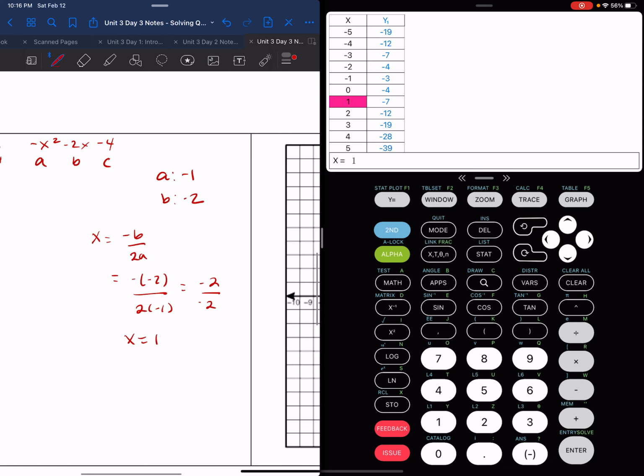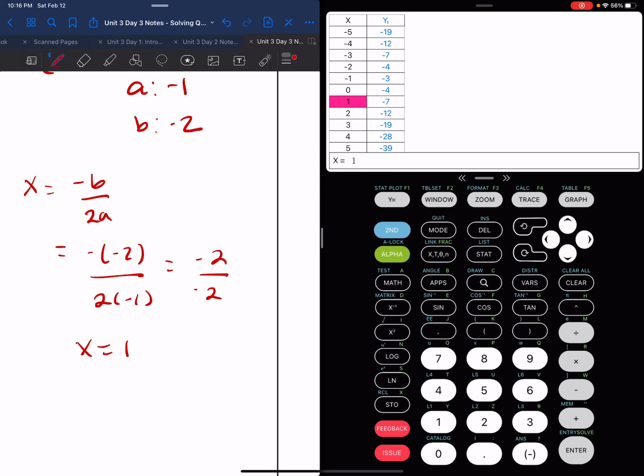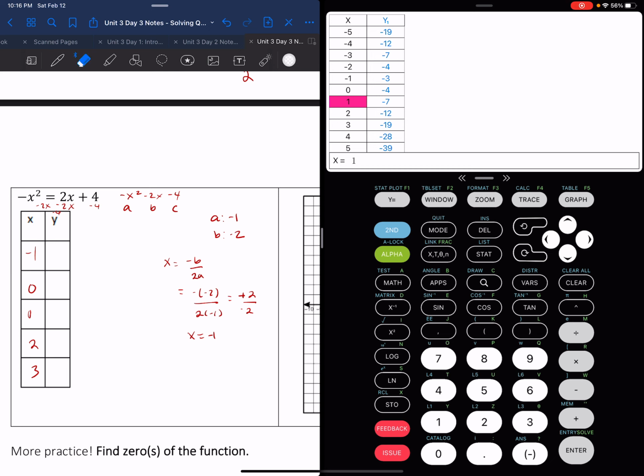Okay, so that's weird. This should be positive, and this should be x is equal to -1. So I should put a -1 here. So -1, -2, -3, 0, and 1. There you go. And yep, that looks good, because we want to make sure this is our vertex, and we have a -4 here and a -4 there. Okay, so let's put a -3, -4, -7, and then 0, -4, -7. Okay.